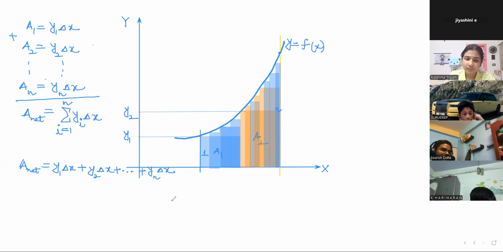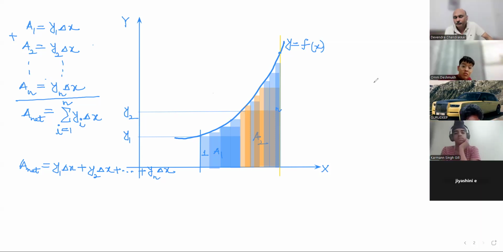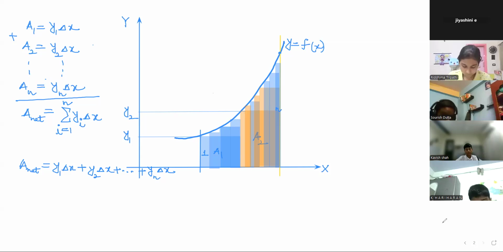Saurish Datta, yes, sir. Gurudeep, Riddhima Tripathi, yes. Jiashini, yes, sir. Om Deshmukh, Gurudeep, K. Hariharan, Kavisha. Yes, sir. Good. Yes, yes, sir.